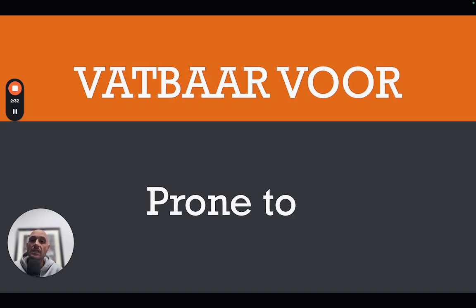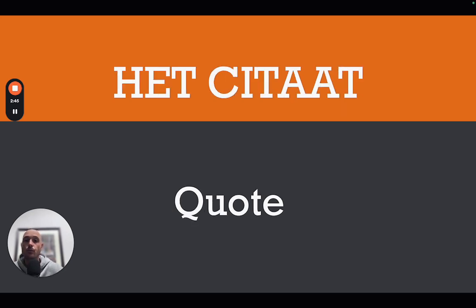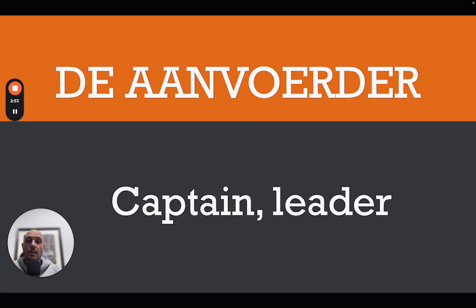We continue with vatbaar voor. Vatbaar voor is to be prone to something. Okay, as you can see, I've added the fixed preposition with vatbaar, and that is voor, prone to. We continue with the quote, and a quote in Dutch is het citaat, right? Het citaat.